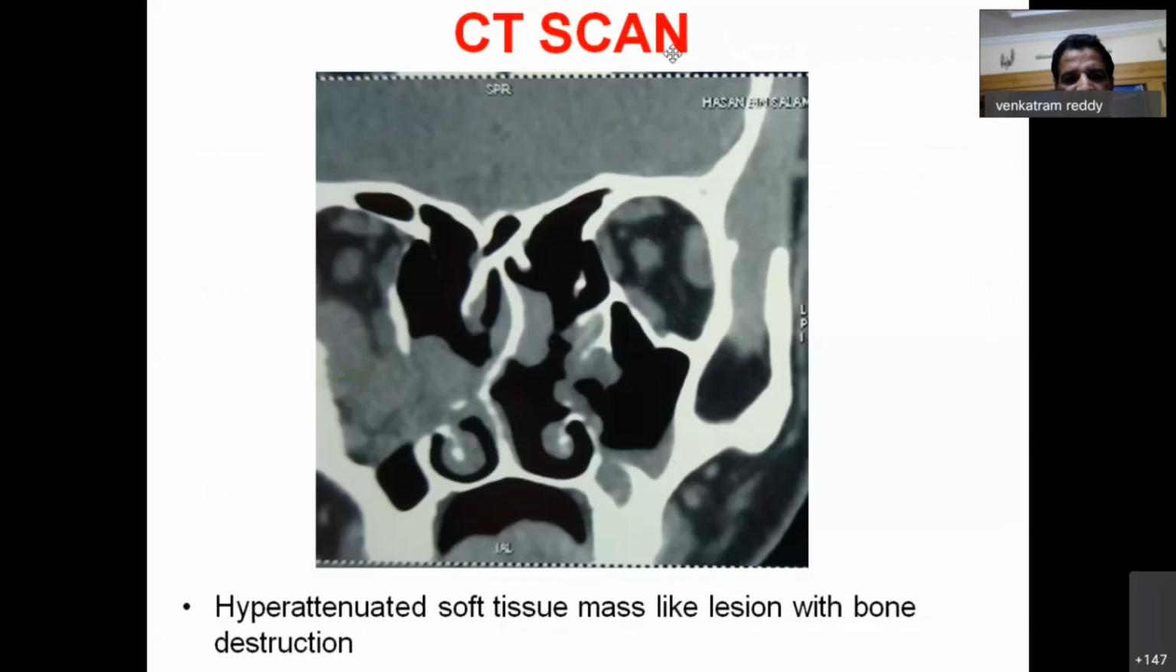There is a CT scan of the same patient. You can see it's going into the orbit. What you see in the CT scan is a hyperattenuated soft tissue mass-like lesion with bone destruction. You can see the bone destruction here. You would think it is a tumor, but it is a chronic invasive fungal sinusitis. This was actually caused by Rhizopus.